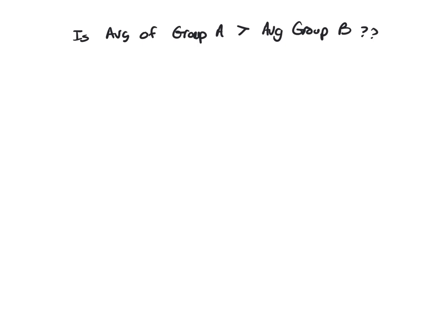Okay, we're trying to figure out if the average of group A is greater than the average of group B. Now, how would you find the average of group A? Well, the average of A would be the sum of all the A grades divided by however many there are. And the average of group B would be the sum of all the B grades divided by however many students were in the B group.